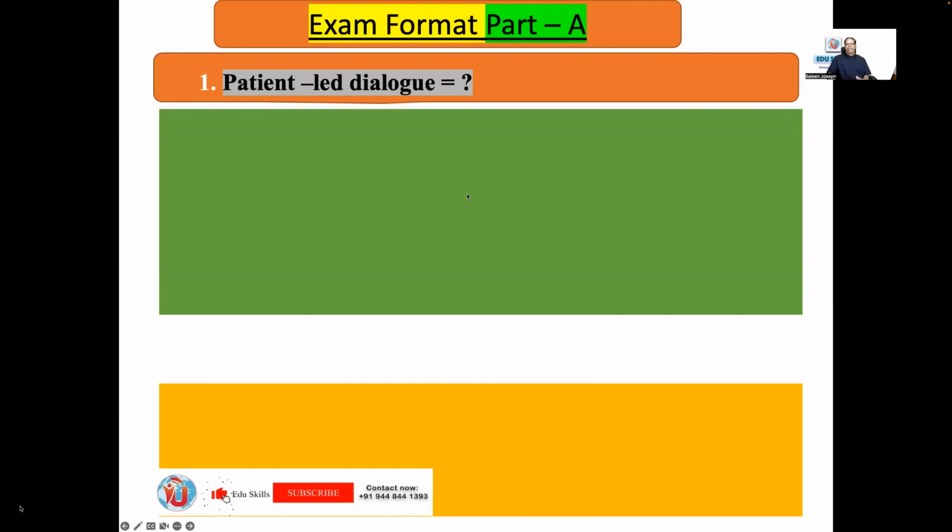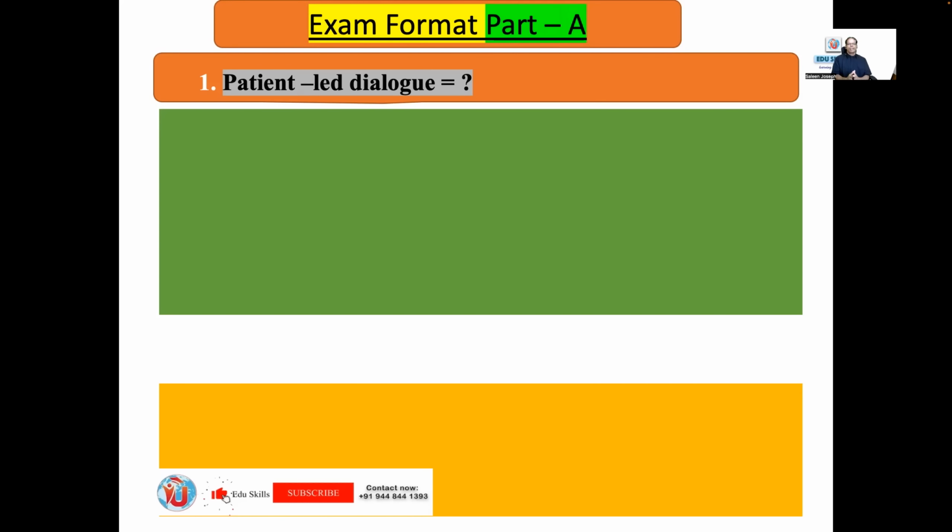Exam format, patient-led dialogue. I'm not going to deal with it in detail because I have dealt with it in my previous session. Patient-led dialogue means most of the answers will come from the mouth of the patient, and whatever the health professional speaks will be something like a side heading, which guides you. Listening to them will tell you what is going to be next. For example, if the health professional is asking about the symptoms, then one of the symptoms will be the answer. If they're asking about medication, one of those medicines will be the answer. That will be the side heading. So it's almost like a patient-led dialogue.